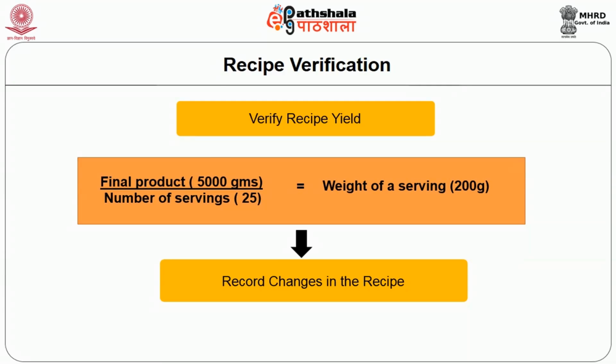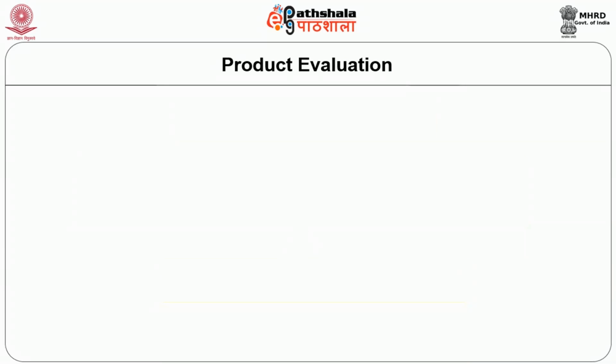For example, if the final product is 5000 grams, the weight of a serving, which can be 200 grams, is equal to the total divided by the number of servings, which is 25. Any changes or concerns should be recorded during the verification phase.